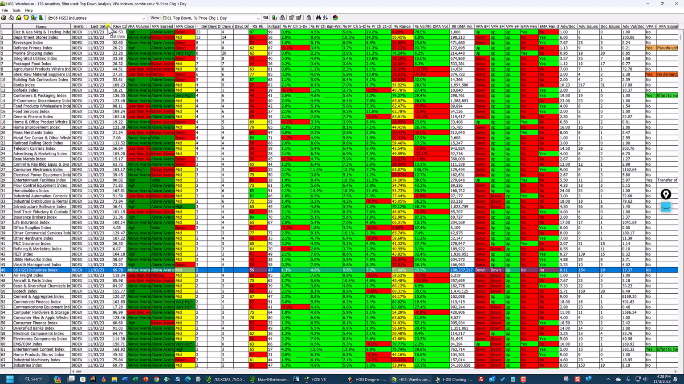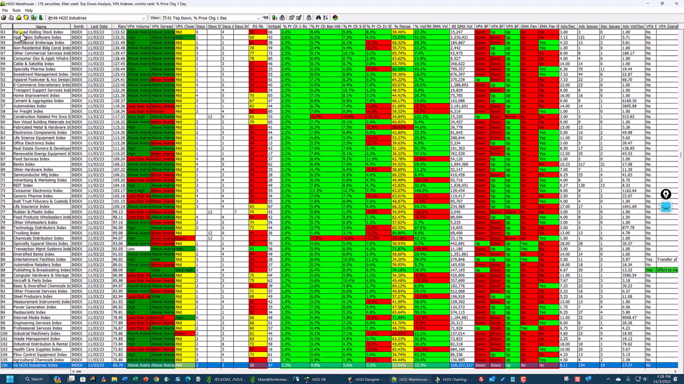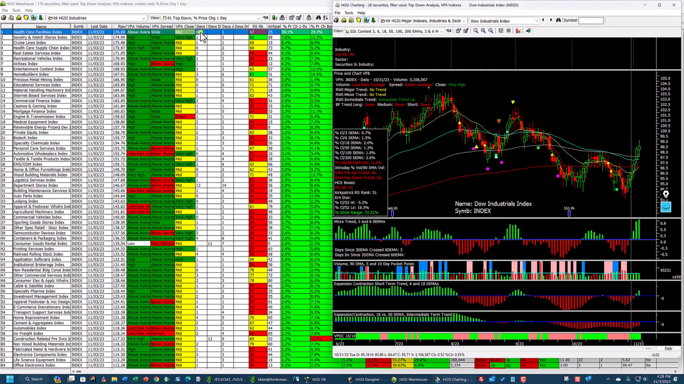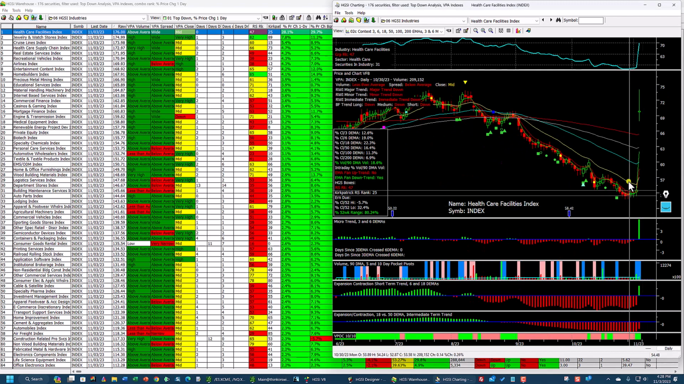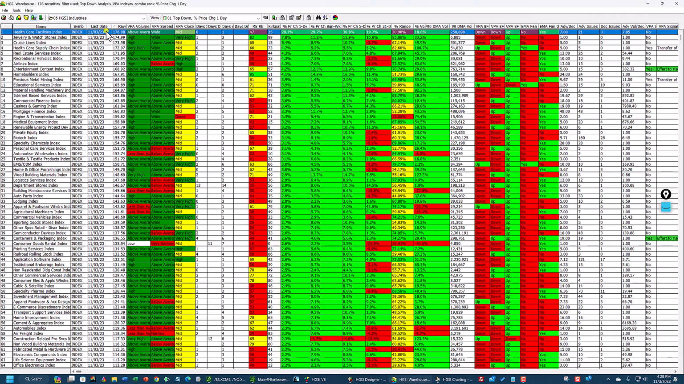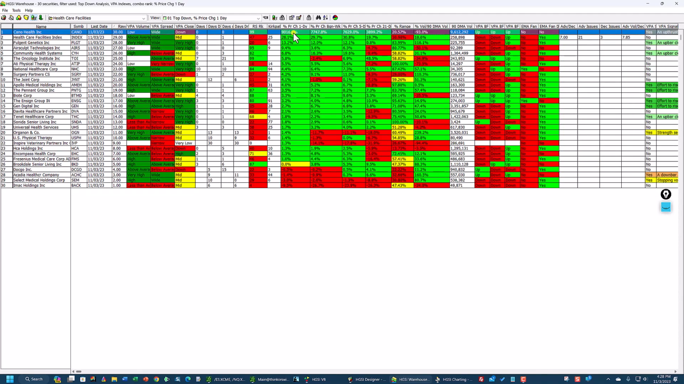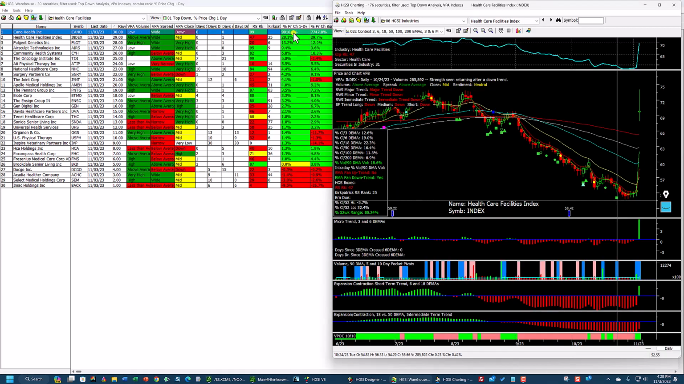This is today. If I sort on the raw combo, it gives me the percentage price change. You can see that the healthcare facilities index crossed over today. Big gap up on one of the stocks in there. We can quickly find out what it was. Must be a buyout, CANO.